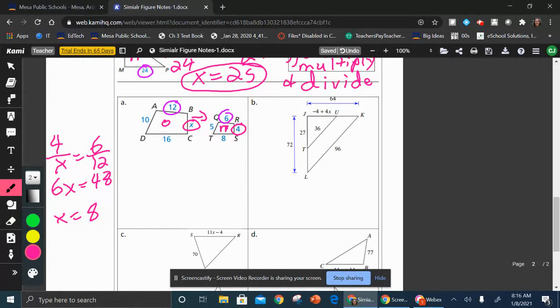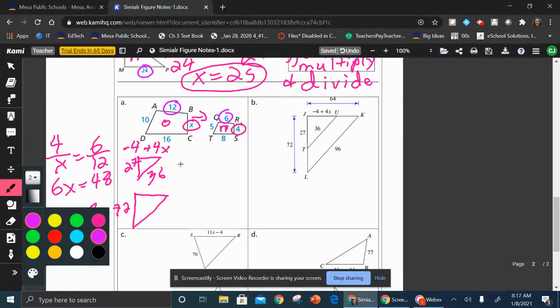Okay, so let's look at this one, everybody. You could draw these triangles out because there are two triangles. So this one, we have, this is the J, so -4 plus 4x, 27 and 36, okay? And then the larger one, we have 72.